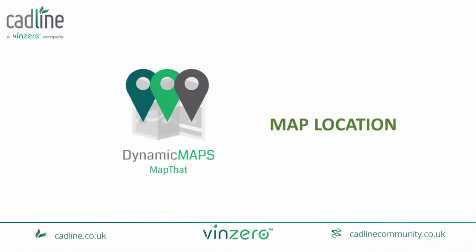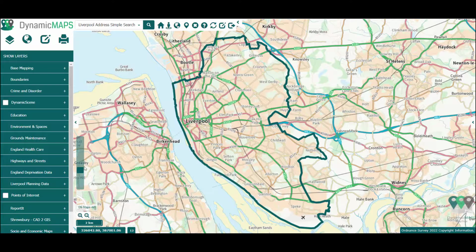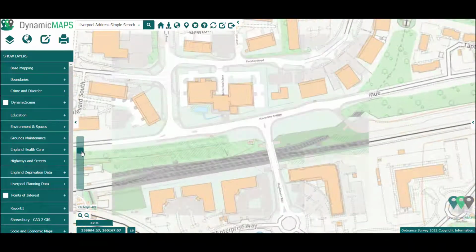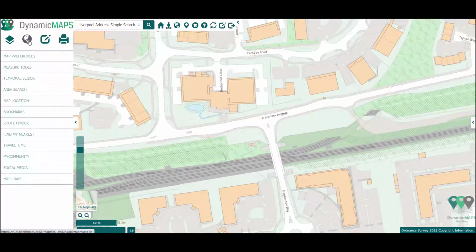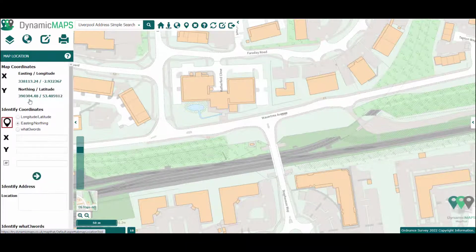Welcome to this Cadline Dynamic Maps video, where we'll be looking at the Map Location tool within MapThat. To explore the Map Location tool, let's zoom into street level, and then from the Map Tool menu, open the Map Location tool. The Map Location tool is split into three sections: Map Coordinates, Identify Coordinates, and Identify Address.